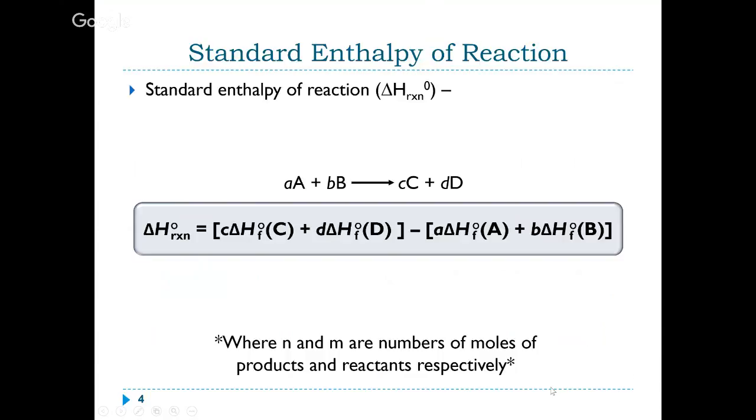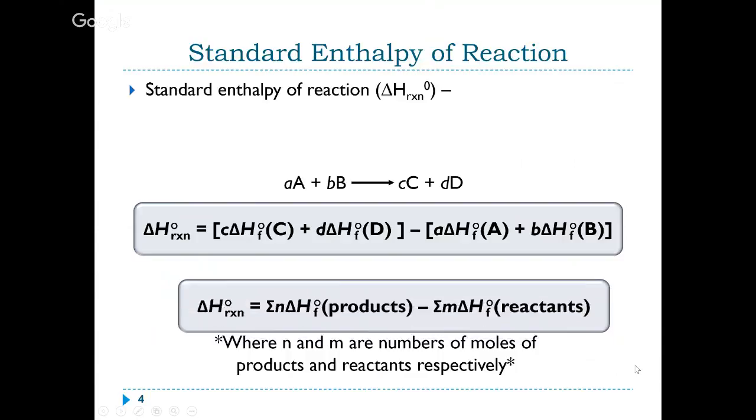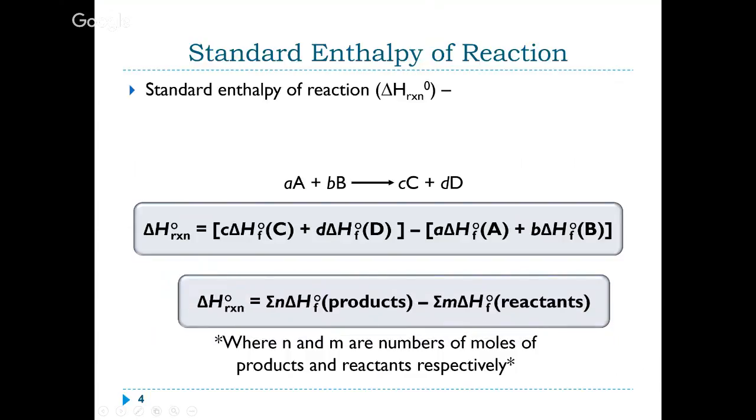And however many we have of our particular substances, so whatever our coefficients are, we multiply those by our enthalpies of formation. So however many you have, it's the number of moles times the enthalpy of formation plus the number of moles times the enthalpy of formation, minus the number of moles times the enthalpy of formation plus the number of moles times the enthalpy of formation. So succinctly put, we can use the Greek letter sigma, which means take the sum of, add things up, and then subtract the sum of our reactants added together.